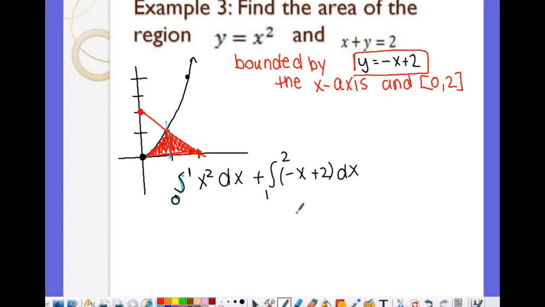So the area of this red region is these two sums together, which is 1/3 x cubed from 0 to 1, plus negative 1/2 x squared plus 2x from 1 to 2. If we hadn't said bounded by the x-axis, would we be finding the area where they intersect? As I said, I just needed that word. When it says that, it's indicating the x-axis is the following function. It could even say bounded by the line y equals 2.